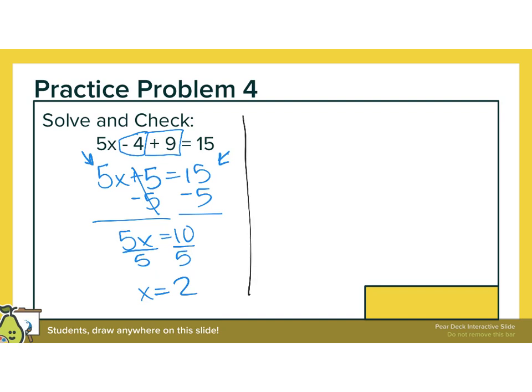Gonna check. Instead of x's, I'm gonna put a 2 in its place. So this becomes 5 times 2. And then just copy everything else. Multiply 10.